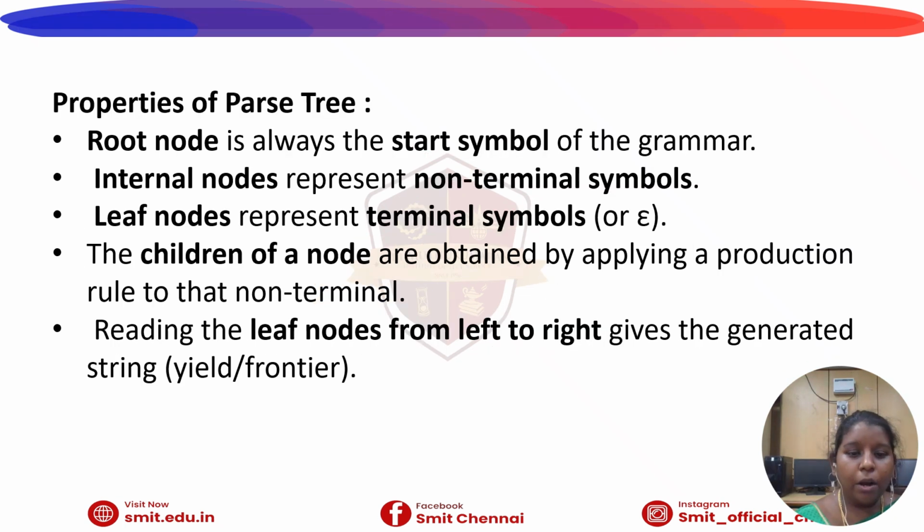The root node is always the start symbol of the grammar. The internal nodes are represented by non-terminal symbols and the leaf nodes are represented by terminal symbols. The parent-child relationship is specified by the children's order from left to right and must be a valid production rule in the grammar. Reading the leaf nodes from left to right gives the generated string.